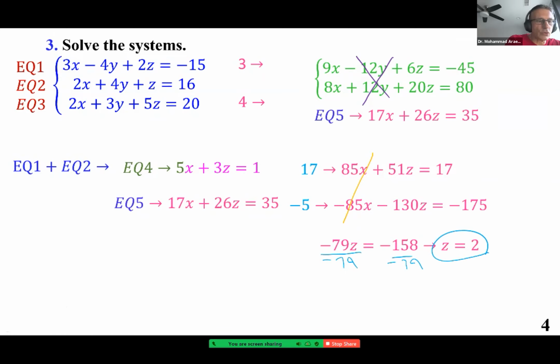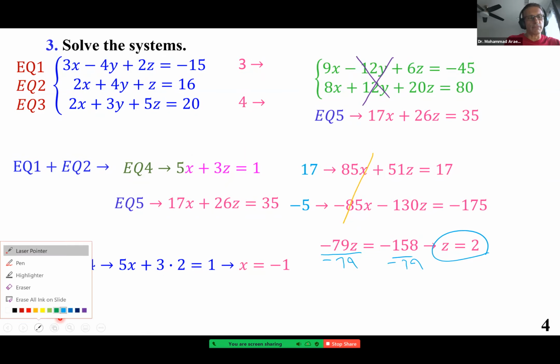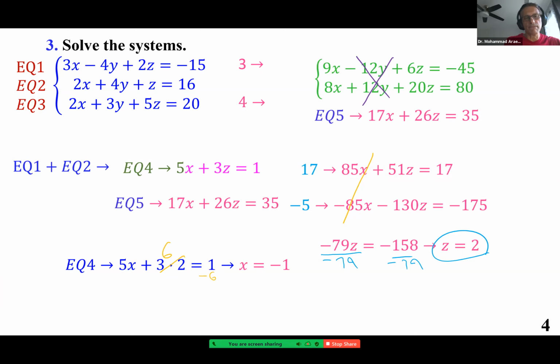Now we have to go back to either equation 4 or equation 5 that has two variables. We plug in z and we find the missing x. So this is 5x, this is plus 3 times z, which is 2, equals 1. This becomes 6. You take it to the other side. And that gives you -5. Divide by 5 results in -1. So we got x being -1, z being +2.